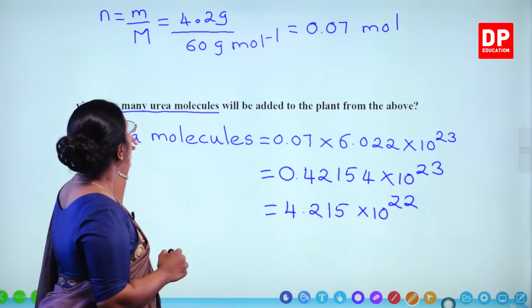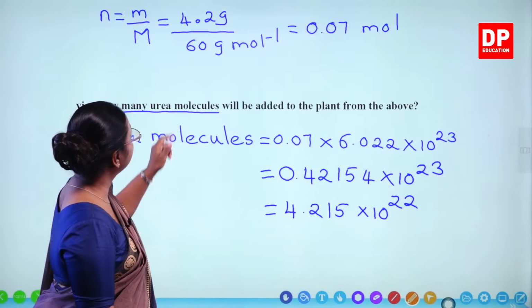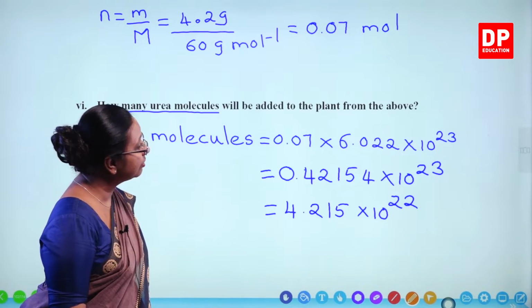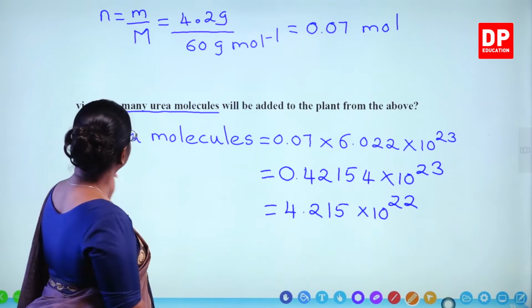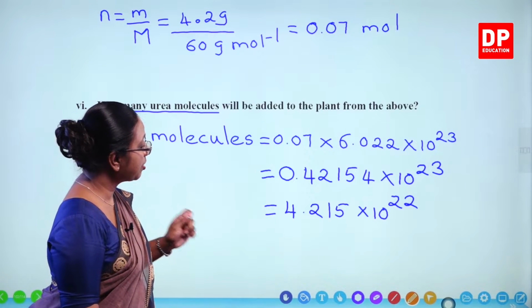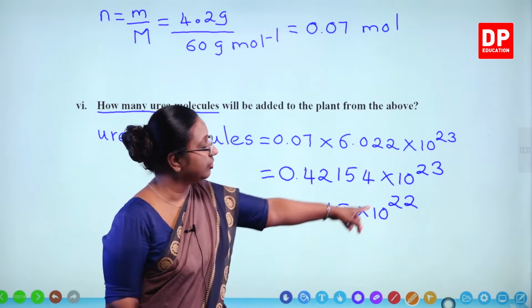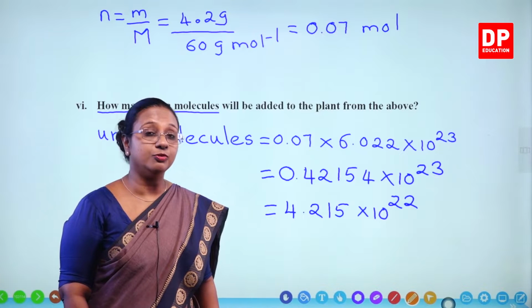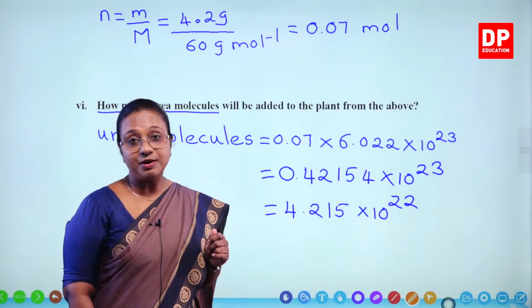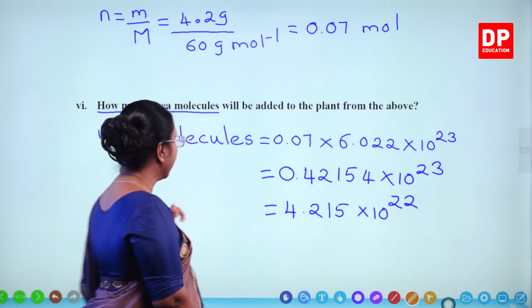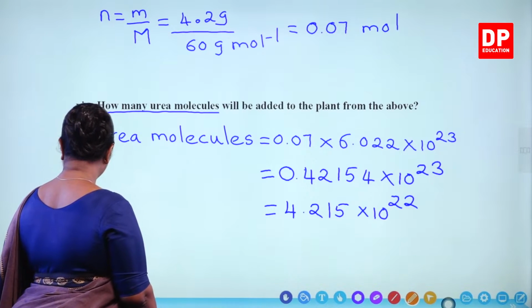So the number of molecules, how many urea molecules will be added to the plant from above. So here the number of urea molecules will be equal to 4.215 into 10 to the power of 22. That is the number of molecules. So with that, I will move on to the next one.